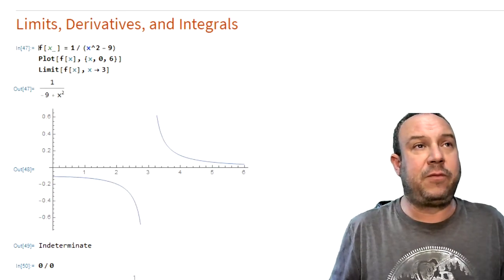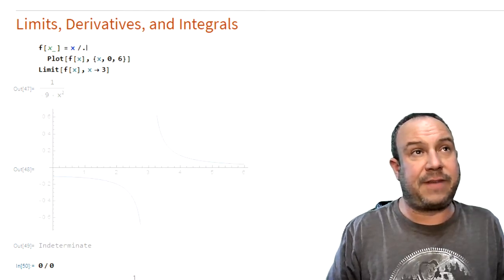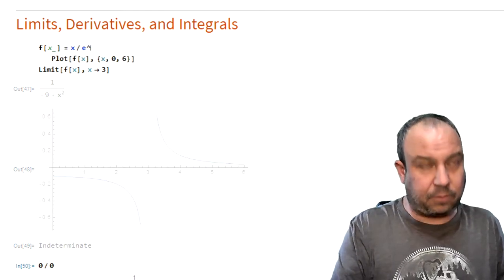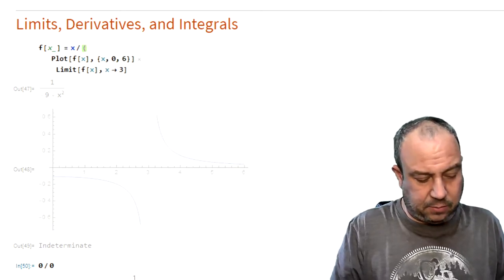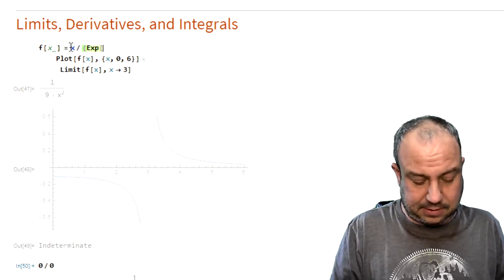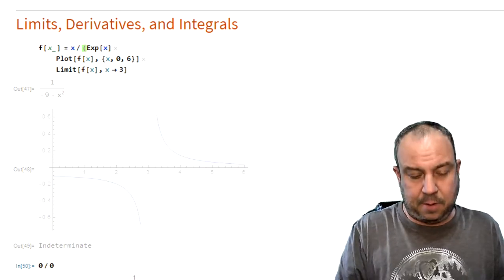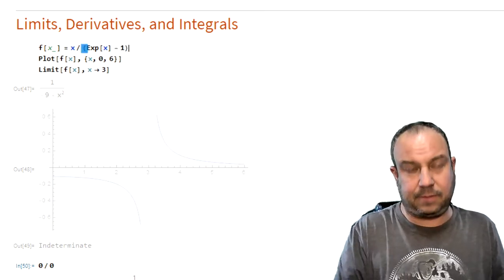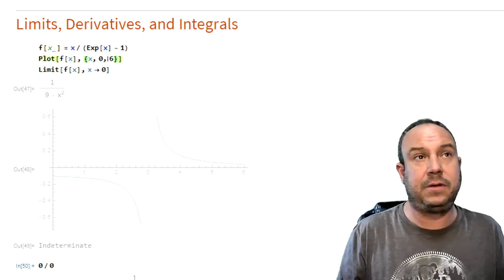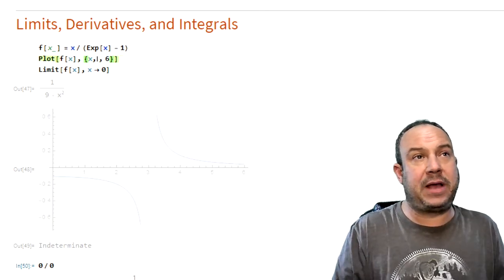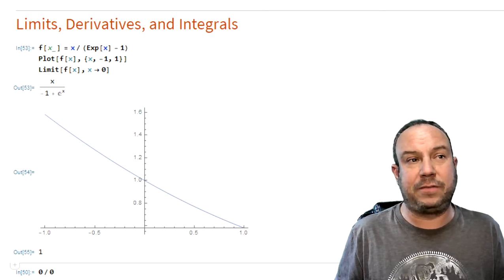For instance, if we go up here and we think about a function like x divided by e raised to the, let me get this in parentheses. We're going to do exp of x, that's e to the x, minus 1, right? And let's look at the limit of that as we head to the value of 0. Right? And certainly we might look at the graph here around negative 1 and 1 just to see the behavior.